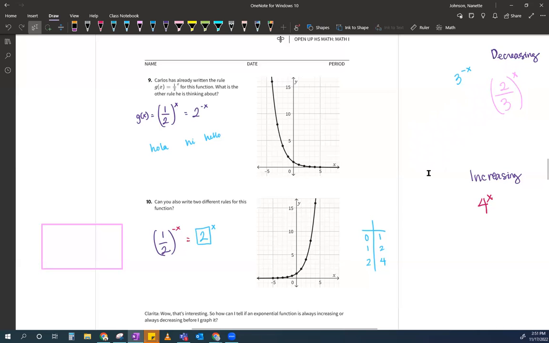What about this one? Ooh, I want to try to trick you. 4/3 to the x. Why is this one increasing? What made this one increase and this one decrease? Very good. I was trying to trick you guys and you didn't get tricked.